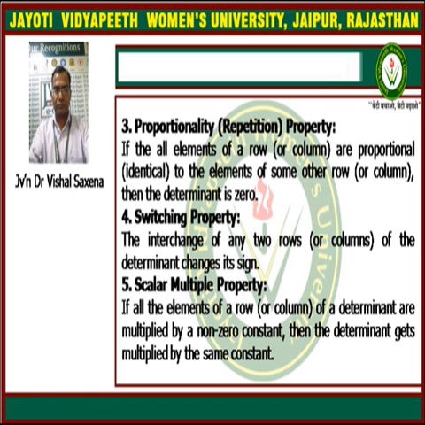Number 5 property of determinants is the scalar property or the scalar multiple property. If all the elements of a row or the column of a determinant are multiplied by a non-zero constant, then the determinant gets multiplied by the same constant.